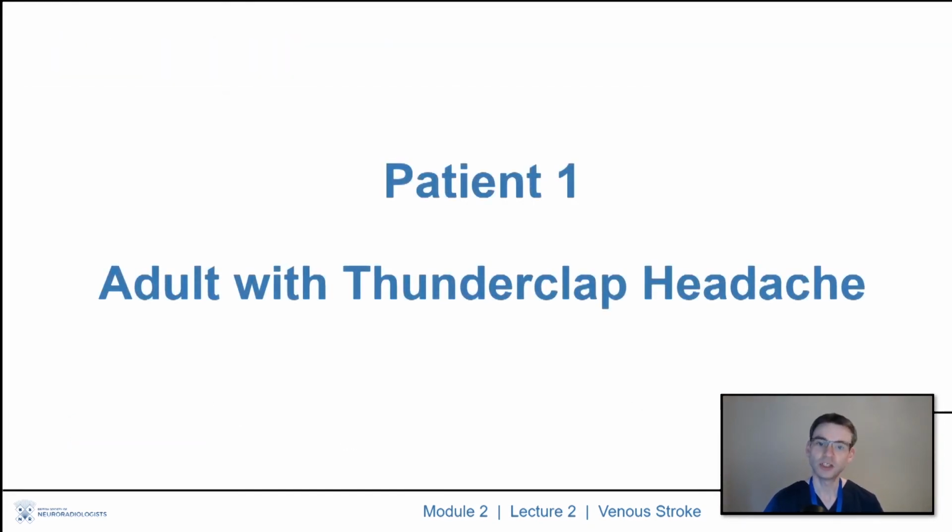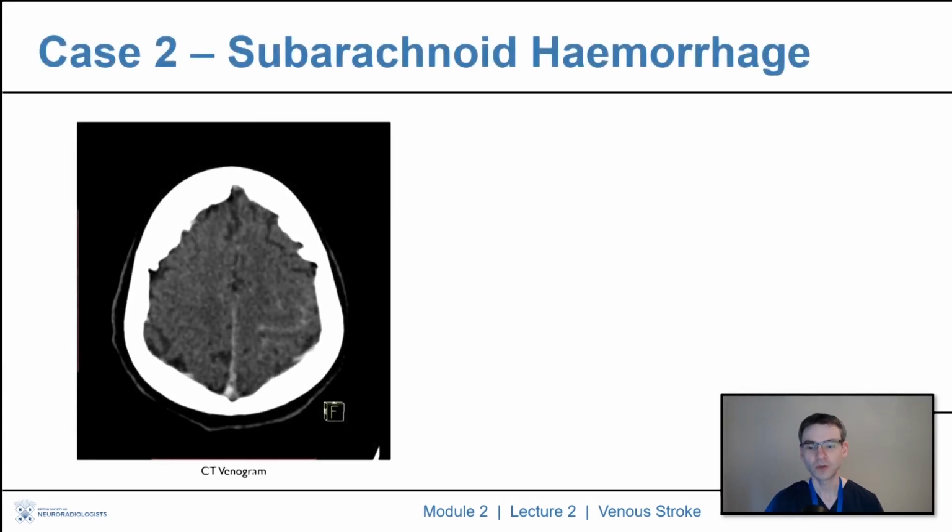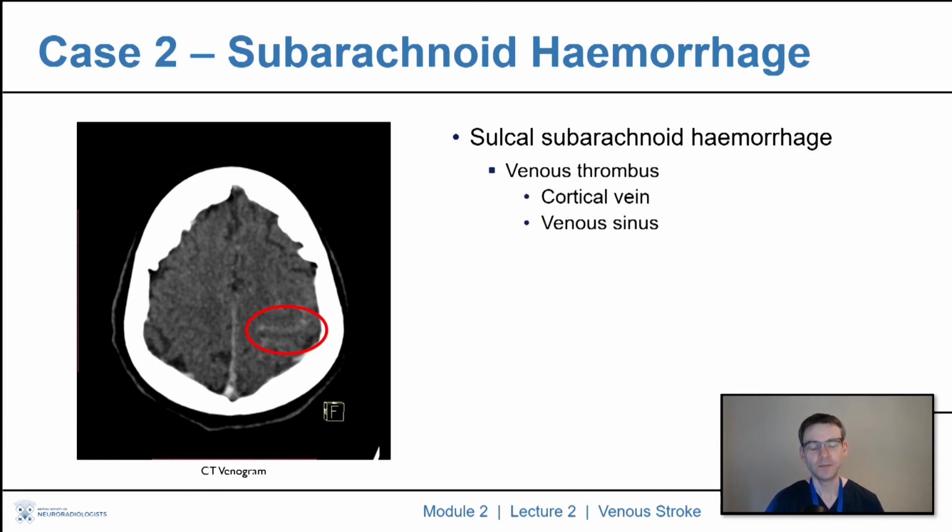So we looked at the images during the webinar for patient 1, who was an adult with thunderclap headache. So here's a selected image from the CT venogram. So what do we see? We see sulcal subarachnoid hemorrhage, high density filling in that sulcus. And you might suspect a venous thrombus, as we said, of a cortical vein, or maybe the superior sagittal sinus.